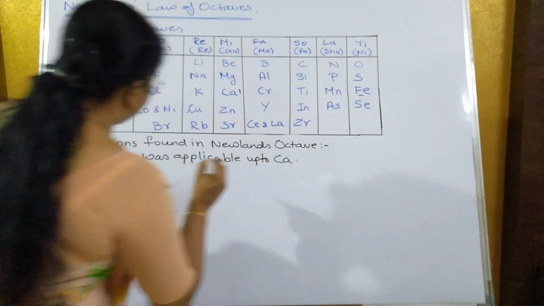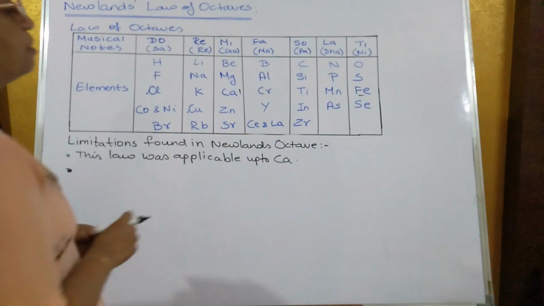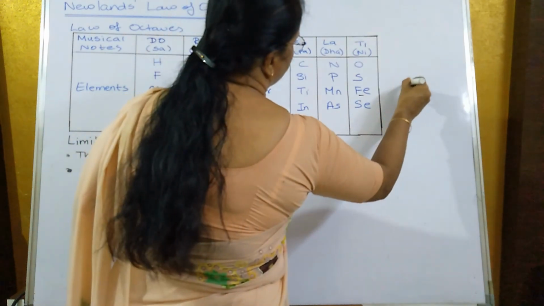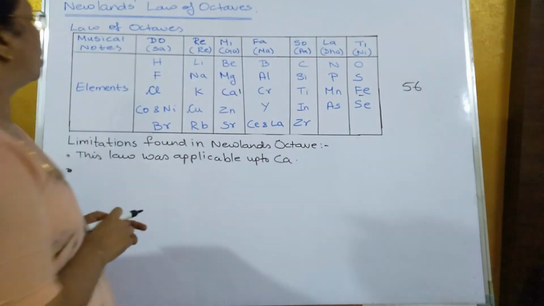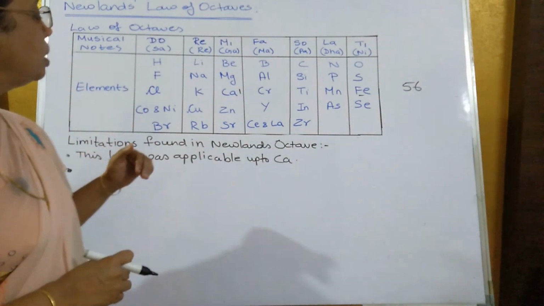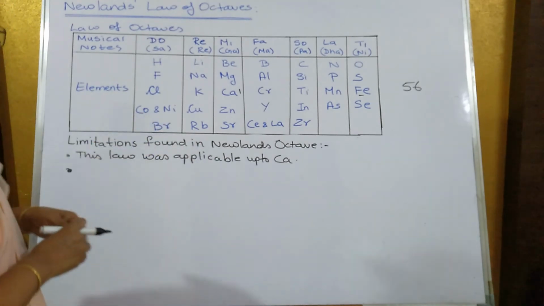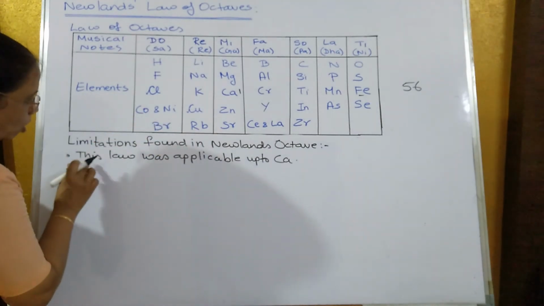Now the next disadvantage is what? During his time 56 elements were known. So Newland tried to accommodate all the 56 elements in this table. While doing this, he had to accommodate 2 elements in the same box.